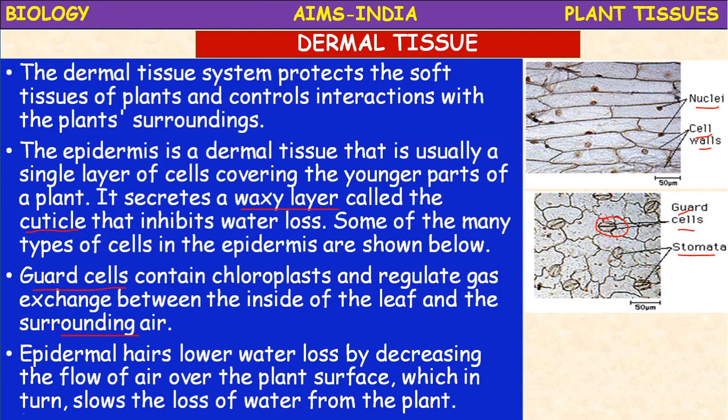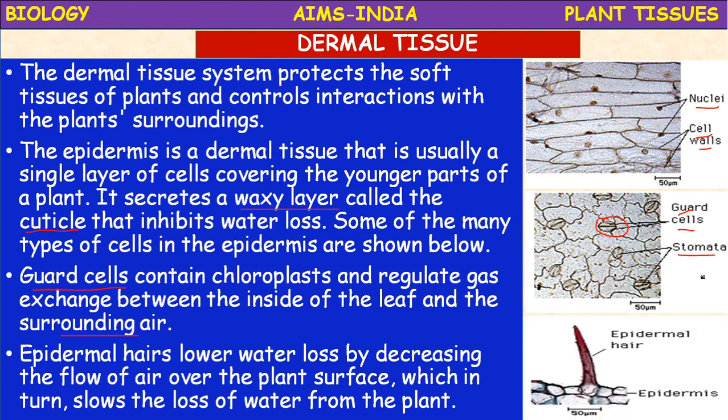Epidermal hairs means the hair-like structures which are present, and lower water loss by decreasing the flow of air over the plant surface, which in turn slows the loss of water, because these are the epidermal hairs. These are also the special cells, epidermal hairs on the epidermis. They prevent the water loss.